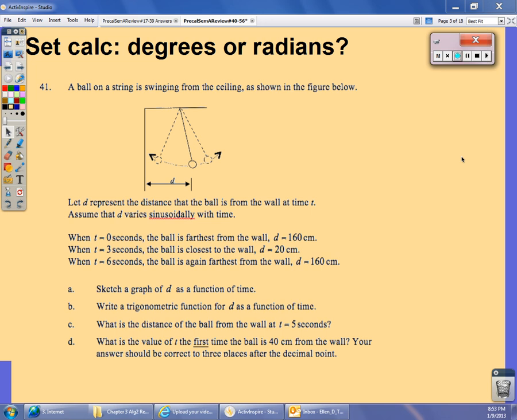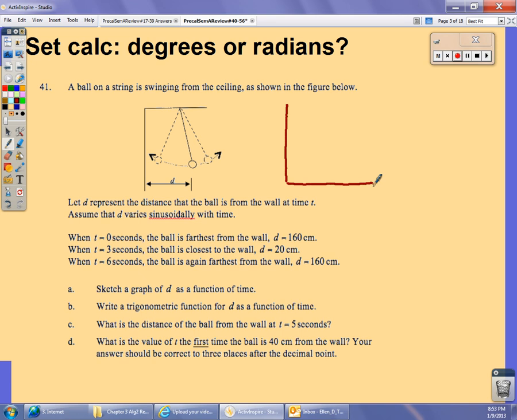In number 41, this is a word problem, a pendulum type problem, where we have a ball on a string swinging from the ceiling. First thing that we're going to do is set up a graph to collect the information that we need to go on.